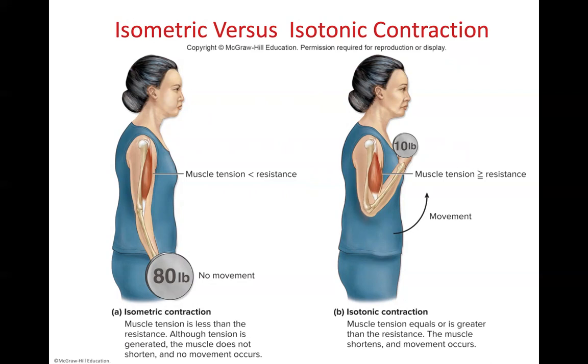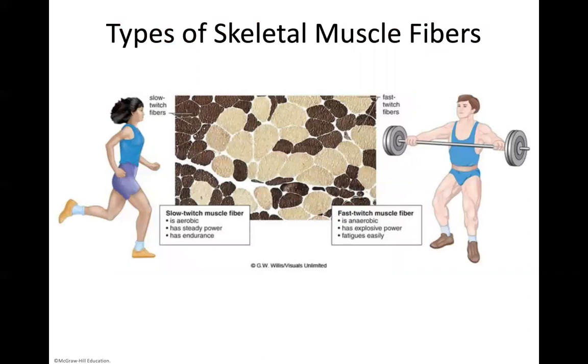When she's curling up, when she's flexing her forearm at the elbow, that's concentric contraction. When she's extending her arm, when she's lowering the weight, that would be eccentric contraction. So those are movements that are produced by muscles.